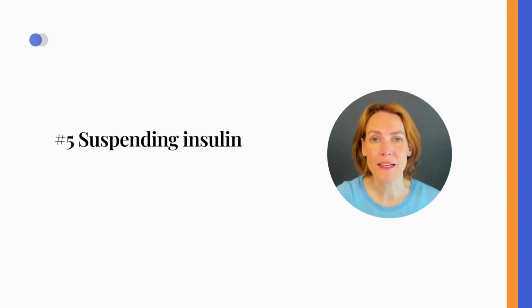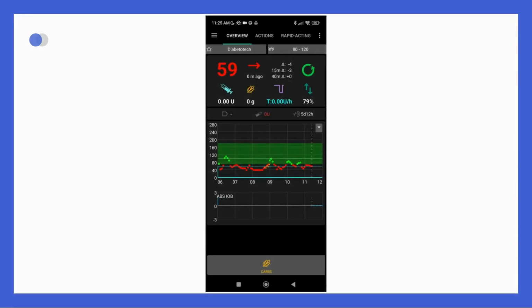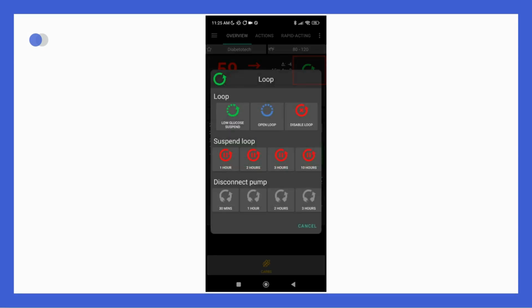5. Suspending insulin. If you need to temporarily stop the insulin delivery, such as during exercise to avoid the risk of hypoglycemia, you can click on the loop icon in the home screen. From there, you can choose the option to disconnect pump for a duration ranging from 30 minutes to 3 hours. This will temporarily suspend the insulin delivery from the pump.